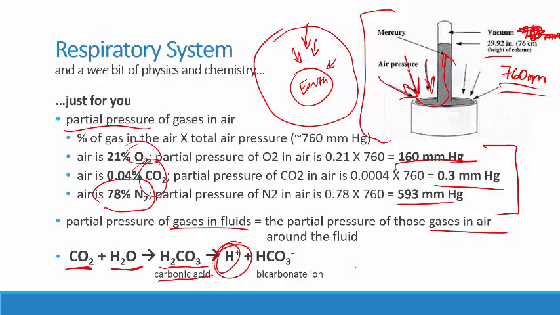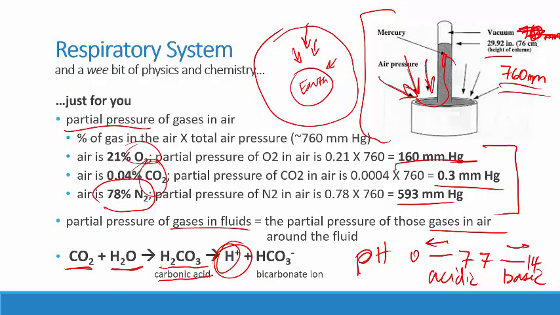So pH is a really weird scale. Anything from 0 to 7 is considered acidic. Anything from 7 to 14 is considered basic. And the higher you go, the more basic. The lower you go, the more acidic a fluid is. So carbon dioxide dissolved in fluids turns those fluids acidic because we produce carbonic acid.